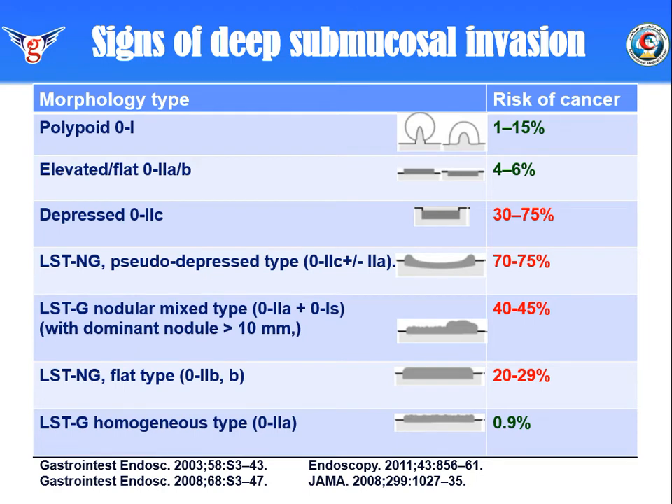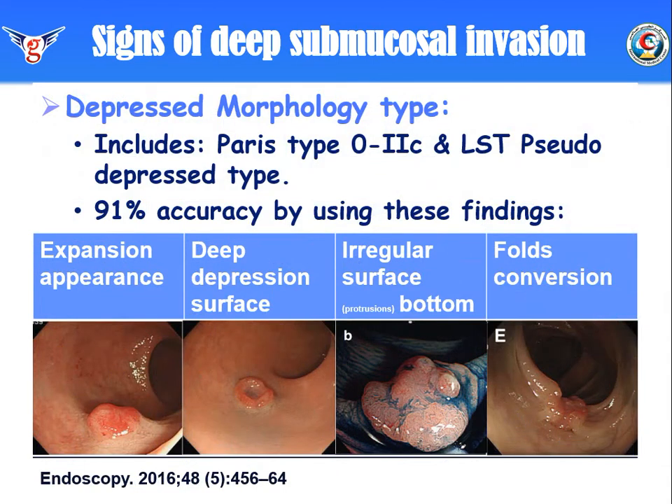And as you see, the most risky morphological types are Paris type IIC, LST pseudo-depressed type, nodular mixed with dominant nodule and the LST flat type. In one study, the accuracy of deep invasion in a depressed lesion is 91% if it showed these findings: 1. Expansion appearance of the tumor and or the surrounding area, like if there is a submucosal tumor; 2. Deep depression surface; 3. Irregular bottom of depression surface with protrusions; and 4. Folds converging toward the tumor. If you find any of these findings in a depressed lesion, you could refer him to surgery straight away.